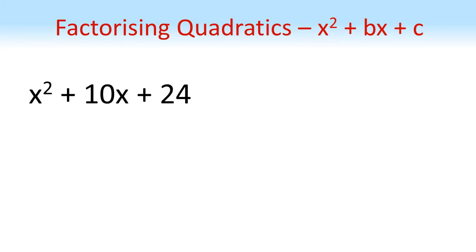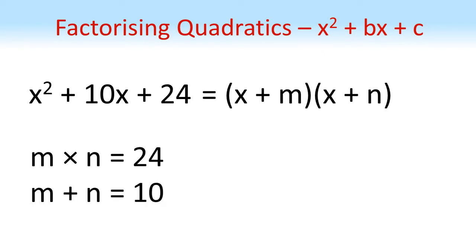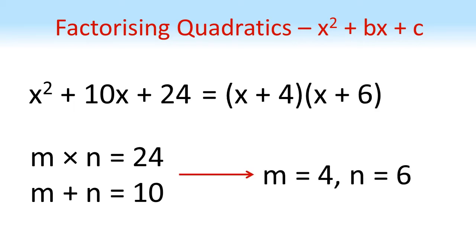So let's look at factorising x squared plus 10x plus 24. So we know it's going to be of the form x plus m, x plus n. We just need to work out what m and n are. Well, we've seen already that when we expand brackets that look like this, m times n will make the 24, and m plus n must make that 10. So we just need to find two numbers that will fit into this. 4 and 6, they work, so our solution is x plus 4, x plus 6.